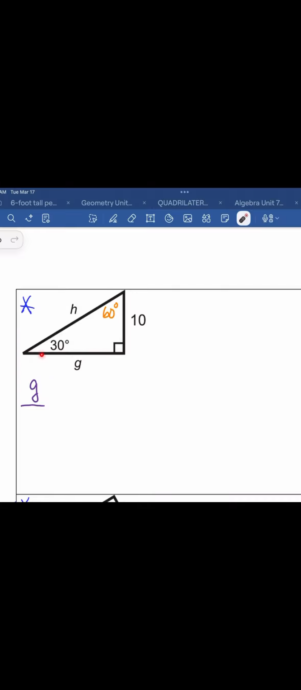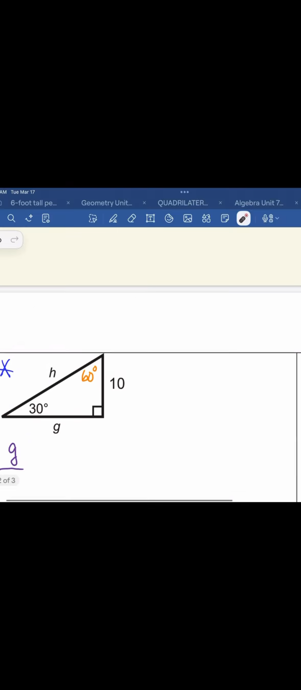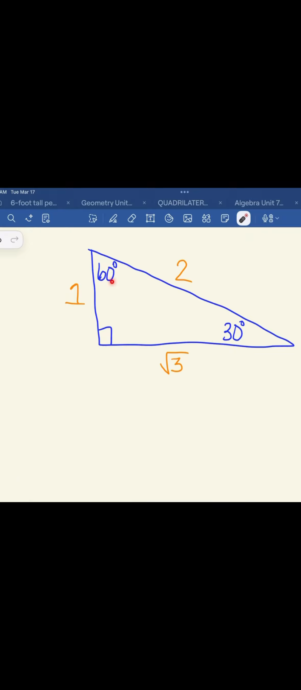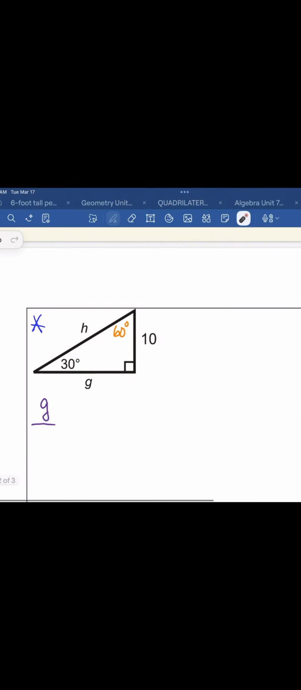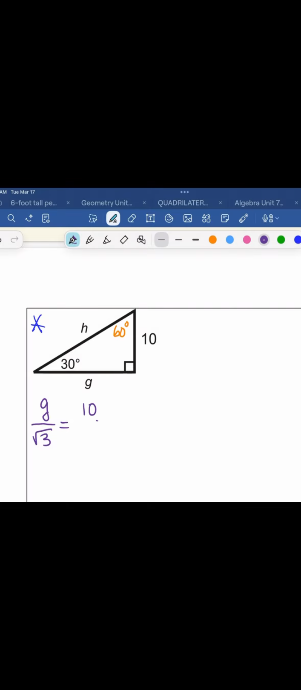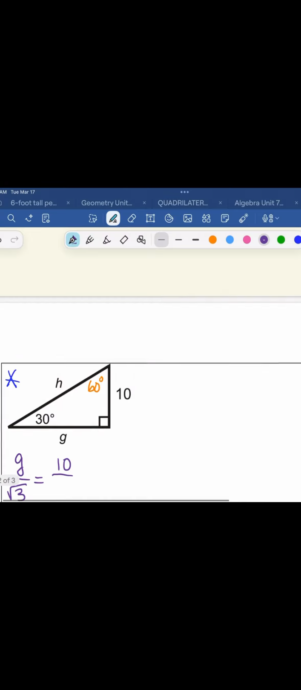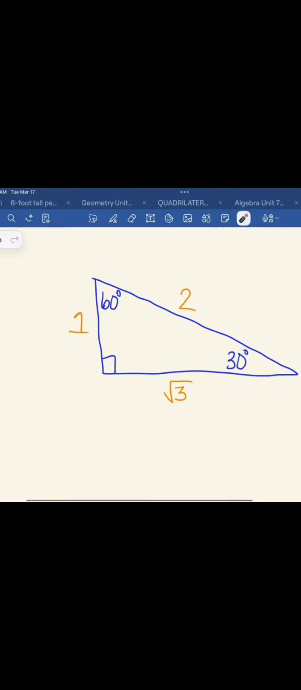So if I go back to this triangle, the side across from the 60 is a square root of 3. So I'm going to do G over square root of 3 equals. Now G was from this triangle, so I have to pick a side from this triangle again, which I'm going to use the 10, which is the side across from the 30. So I'm going to do 10 over, and again, 10 is the side across from the 30. Up here, the side across from the 30 is a 1. This would be a lot easier if it were on the board, but it's fine.